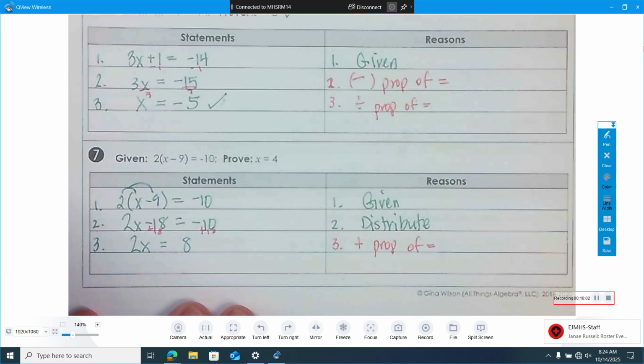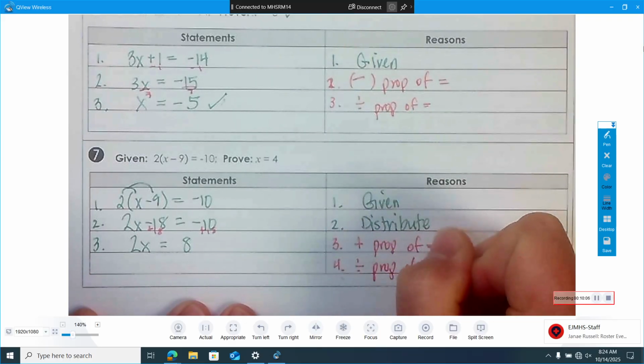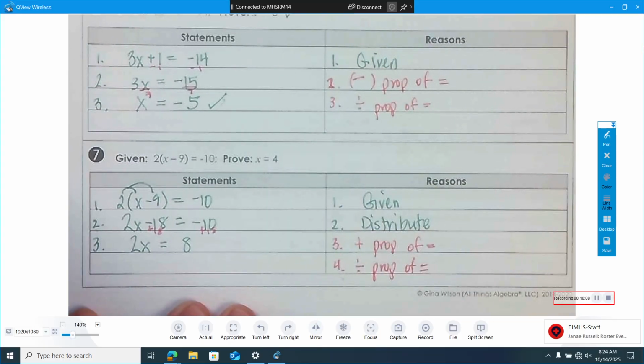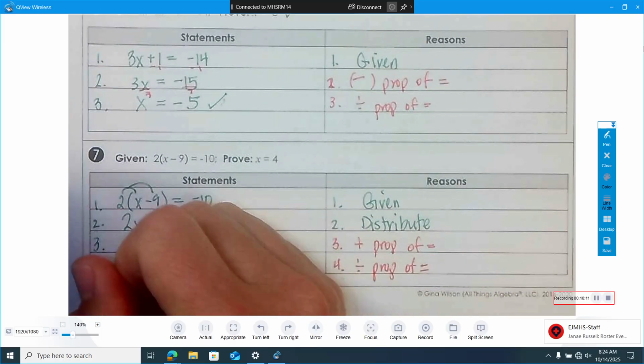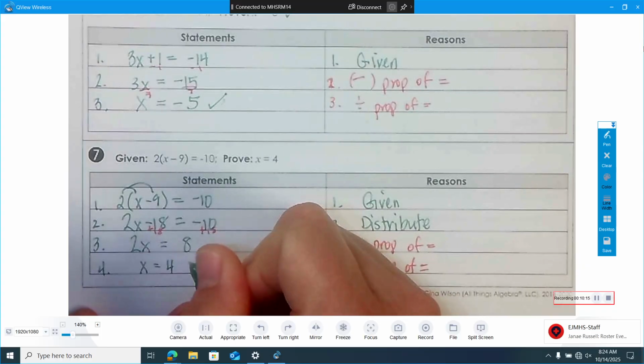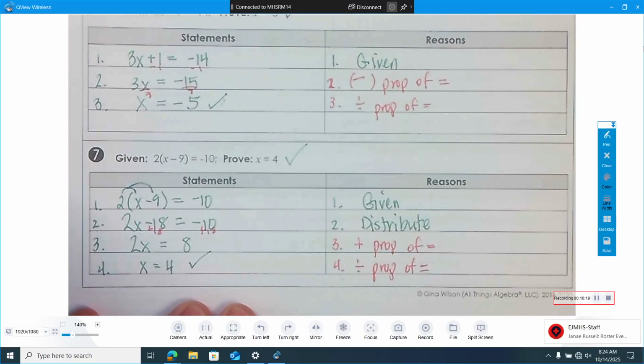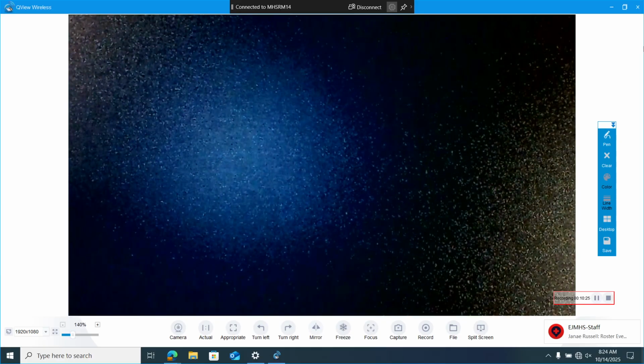And then the last thing we're going to do? Division. Division property. Good. All right, so step number 4, we divide by 2 and we get x equals 4. Does our proof statement and our final statement match? Yes, it does. Then we did it totally correctly. Okay? Super easy. Any questions so far?